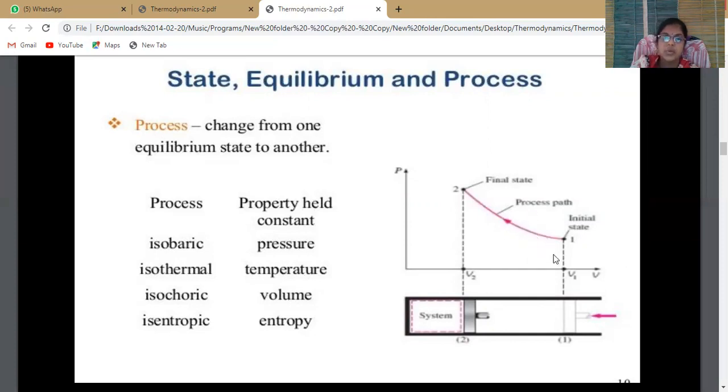And next, coming to the process. What is a process? The change of state. Initially the state is 1. I apply some compression force, and it changes to state 2. So the change from state 1 to state 2 is known as a process.